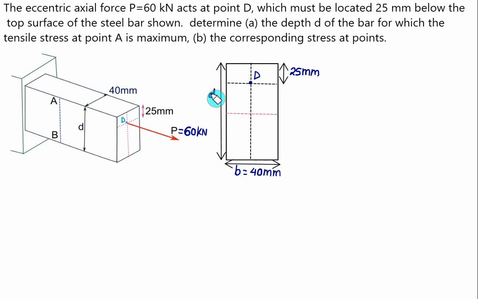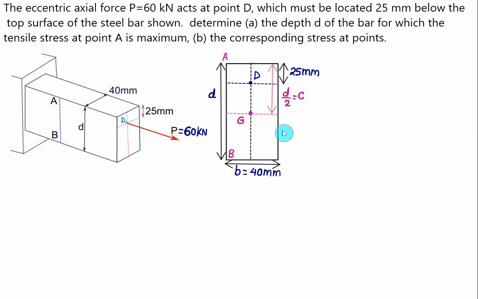First we locate the centroid G, and the distance of the centroid from the top fiber will be D by 2. From the top fiber the distance is D by 2, and for the bottom it is also D by 2. So the maximum stress will be at the top fiber. Point A is the top fiber and point B is the bottom fiber. For both A and B, the value of C is the same, equal to D by 2.